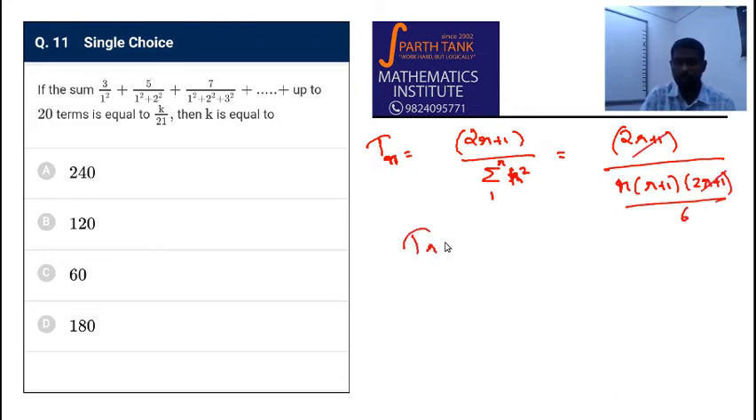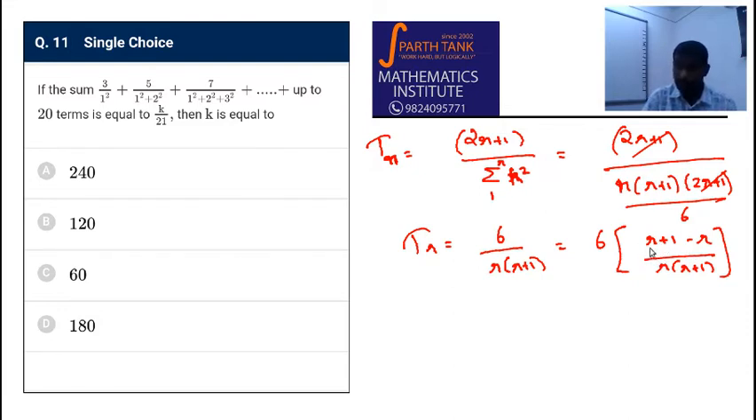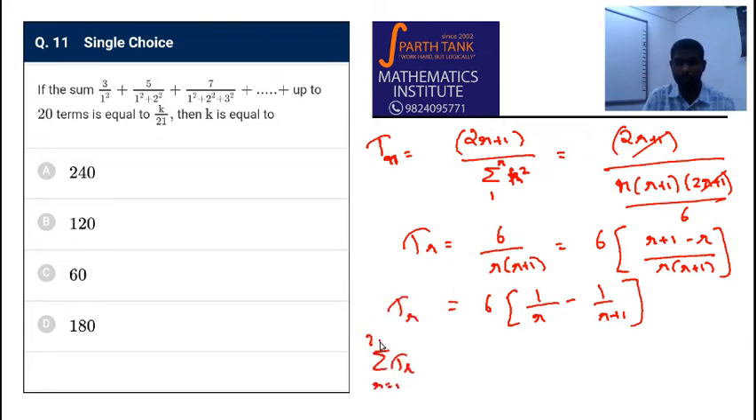So the tr can be simplified as 6 by r into r plus 1, or using partial fractions. Imagine you can split the whole thing if you think like this otherwise. Add and subtract r to the numerator. This r plus 1 by the whole term and r by the whole term can be split as two things. So 6 into 1 by r minus 1 by r plus 1 is tr. So they are asking us summation of tr from r is 1 to 20.